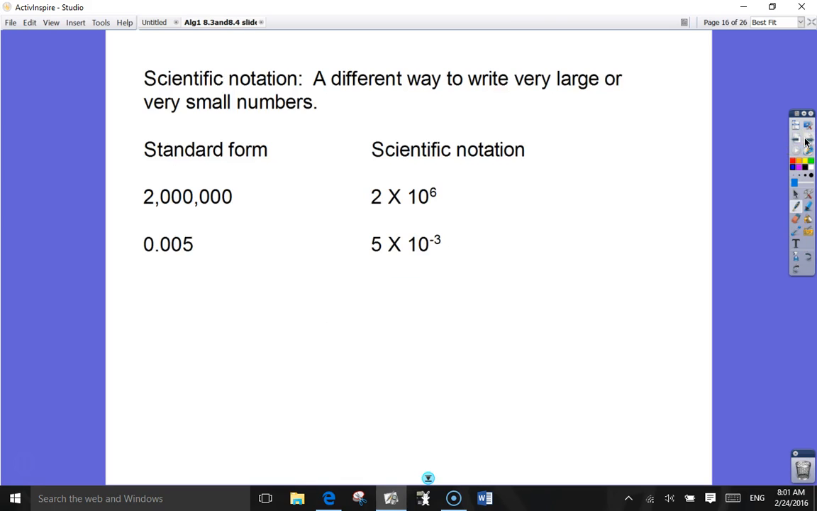I think we'll move on to scientific notation. Yay, yay. You love scientific notation? Oh my gosh.